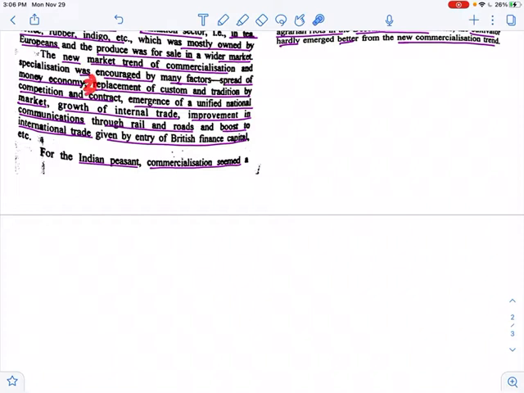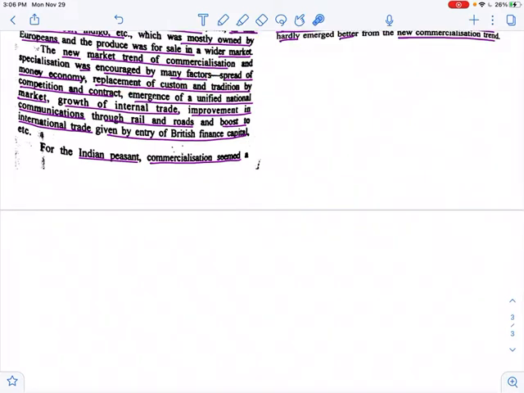And the second reason is that the customs and traditions were now replaced with competition and contract, because at this point of time in the market there was heavy competition. There were a lot of traders indulging in buying and selling of goods, as a result of which gradually the customs and the traditions followed by the peasants got eroded to some extent. And this in fact contributed to enhancing this trend of commercialization in Indian agriculture.